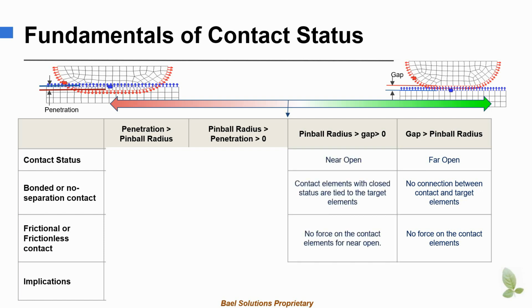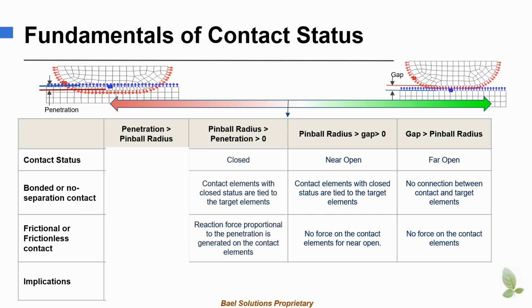If the distance between the contact and the target is less than the pinball radius, but greater than 0, the contact status will be near open. In case of bonded or no separation contact type, no constraints will be created for the near open status. For frictional and frictionless contact type, only contact gap will be calculated with the near open contact status.